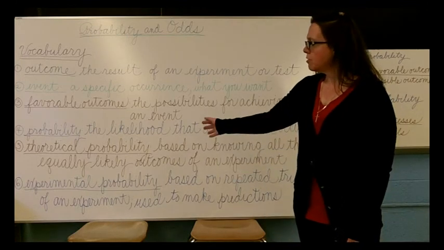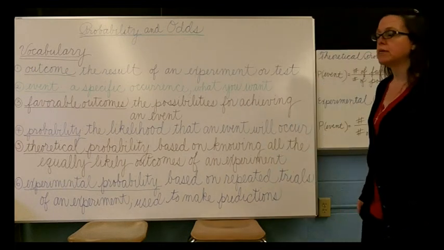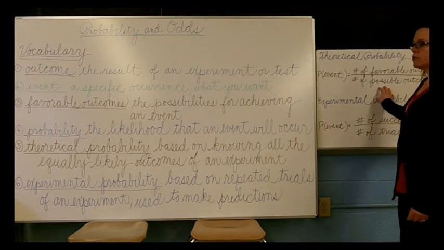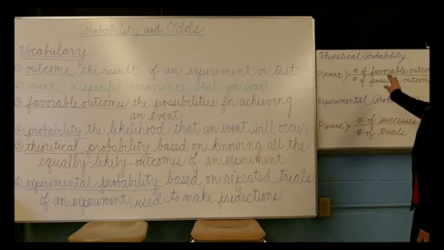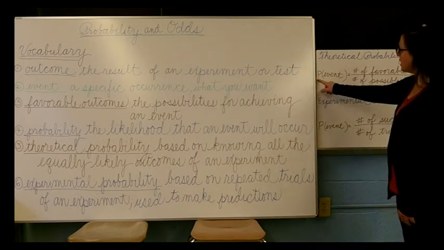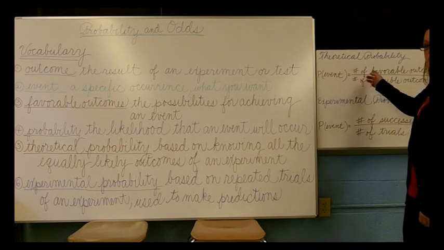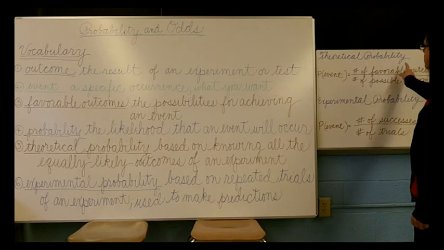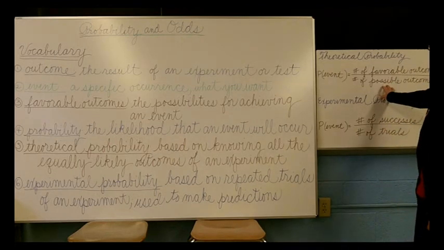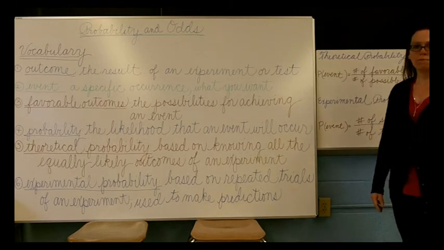Now when we talk about theoretical and experimental probability, we have 2 different formulas that we need to keep in mind. When we are trying to figure out the theoretical probability of something happening, what we have here is the P of the event, so the probability of our event. And in this fraction, our numerator is the number of favorable outcomes that we have, and our denominator is the number of possible outcomes, both favorable and unfavorable.